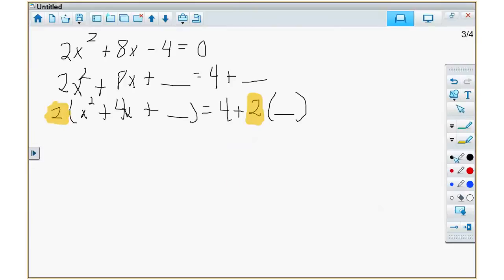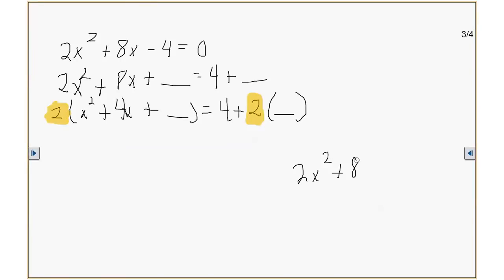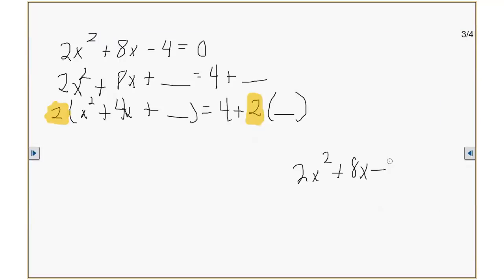Another way of teaching completing the square is to do everything on the left-hand side. So that would be 2x squared plus 8x minus 4 plus blank minus blank is equal to 0. Did you just skip the step of putting 16 where the blank is? I hadn't done it yet. You have to do that after you factor.